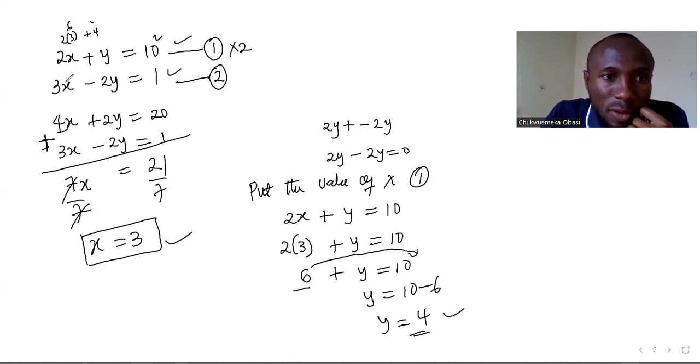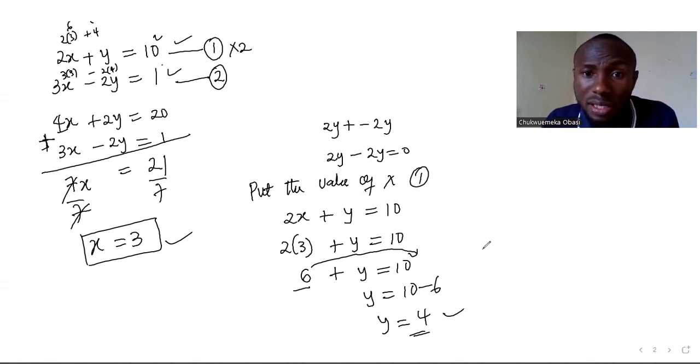That's it here. We plug in x to be 3 here, 3 times 3 will be 9, minus 2 times 4, 2 times 4 is 8, so 9 minus 8 will give me 1. So it's properly correct. So that is it. So let's go to the next question.